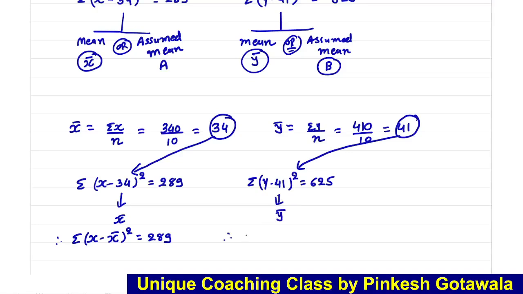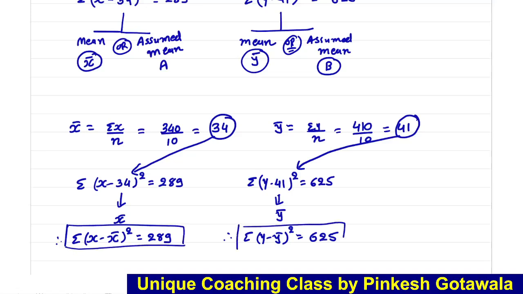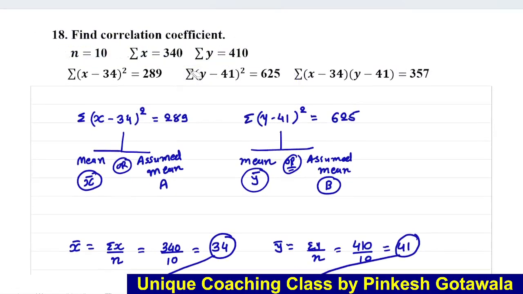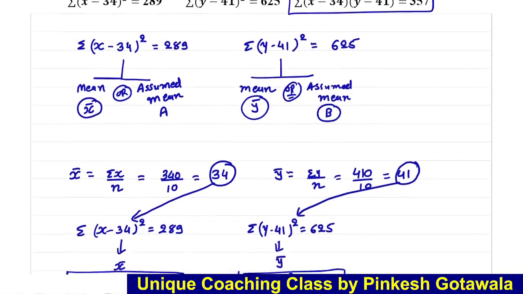So now you can write it this way: sigma (y minus y bar) whole square = 625. So right now we have sigma (x minus x bar) whole square = 289 and sigma (y minus y bar) whole square = 625. And next, what do they give? This was sigma (x minus 34)(y minus 41) = 357.